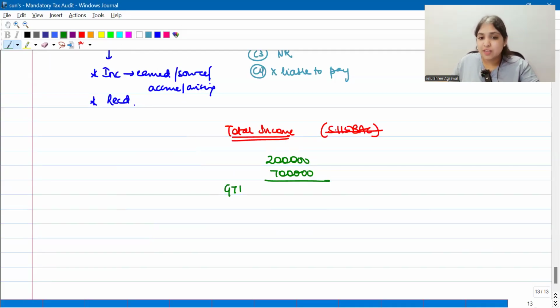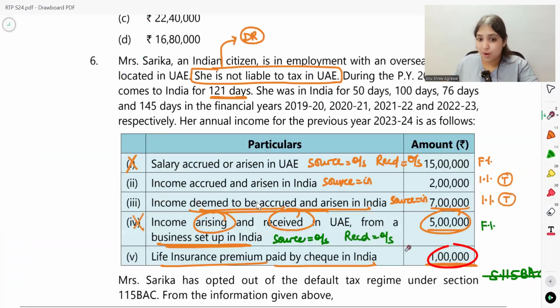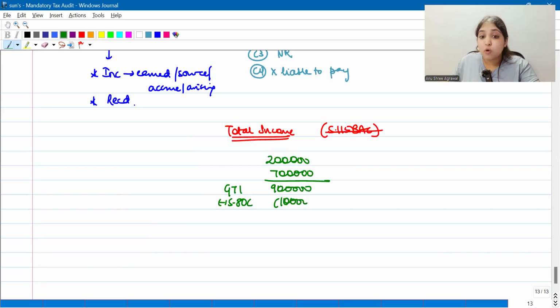And lastly, we have life insurance premium paid by cheque in India, 80C. So the GTI of the assessee is going to be 9 lakh. From this, we'll subtract section 80C, Chapter VI-A. How much? 1 lakh. Well within the limit of 1,50,000. So 8 lakhs. This becomes the total income of the assessee under my first situation.